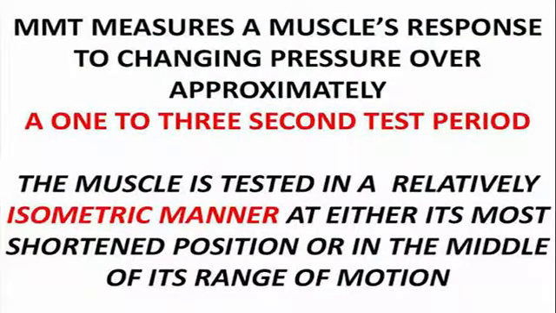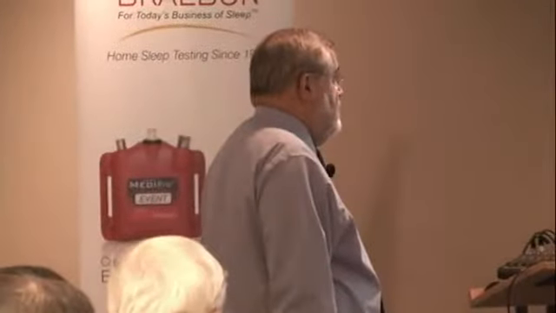It's giving us a picture of circulation. It measures, again, typically a 1 to 3 second period. Typically it calls for a break, and the muscle is tested in a relatively isometric manner at either its most shortened position or the middle of its range of motion. And again, isometric, no movement has to take place. Little movement, so we knew whether it was facilitated or inhibited, but it's not like you have to go wham. You have to go break if you're using a dynamometer and you want to objectively measure it.